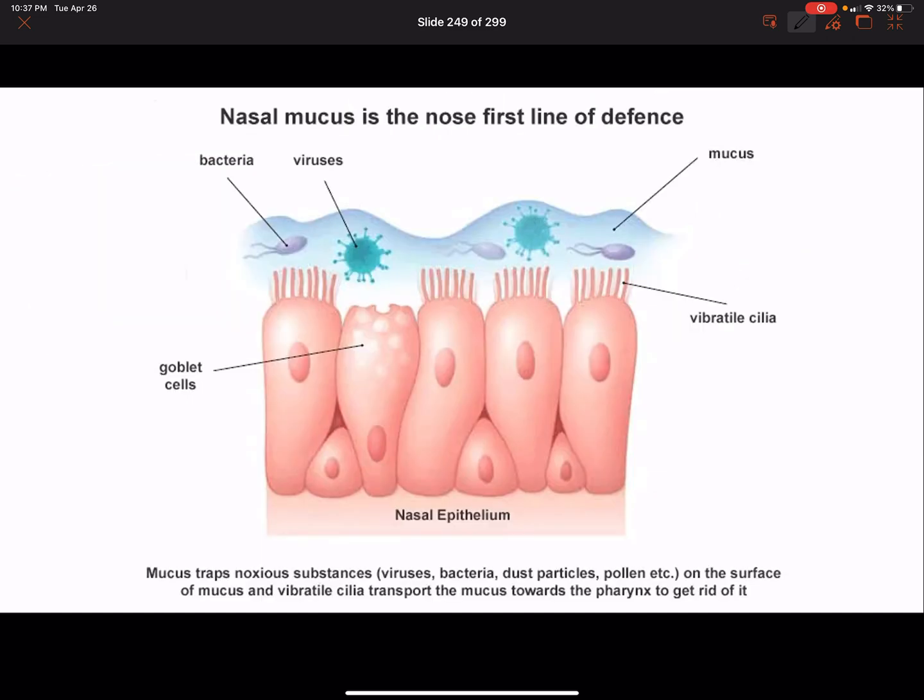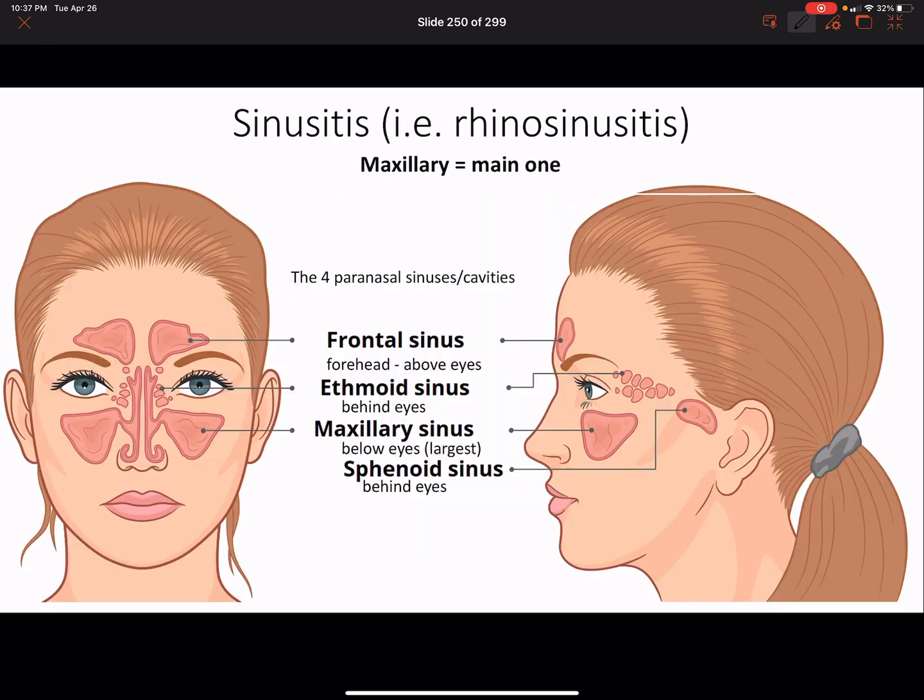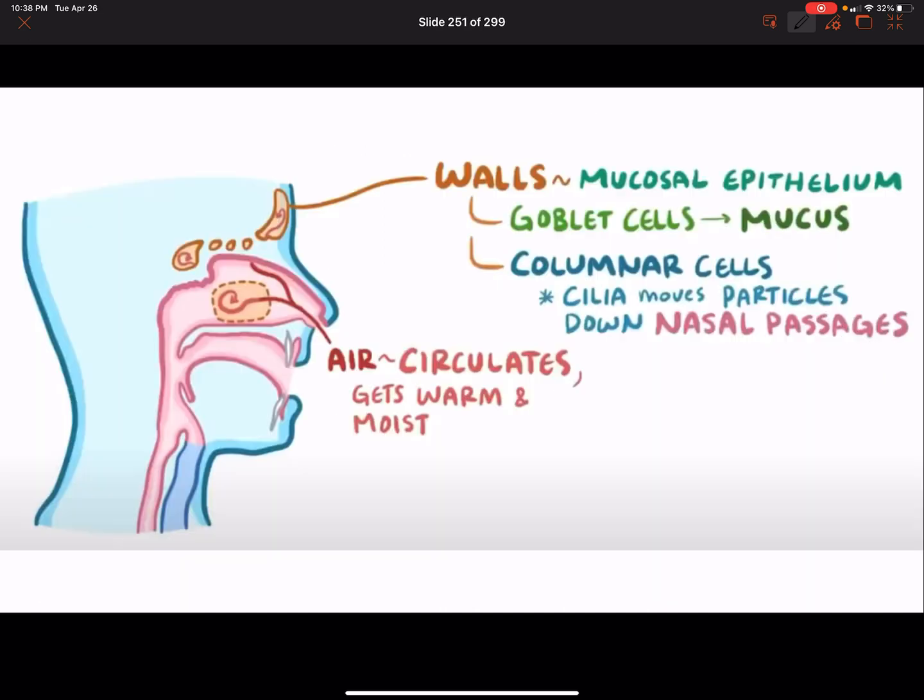Really, it's just a picture of what we just said. All right, sinusitis. So we have these really empty paranasal cavities. The frontal sinus above the eyes, in the forehead region, ethmoid sinus behind the eyes on the medial side, not to be confused with the sphenoid sinus behind the eyes on the lateral side, and then the maxillary sinus right below your cheeks, right below your eyes. This is going to be the main one, and the largest one.